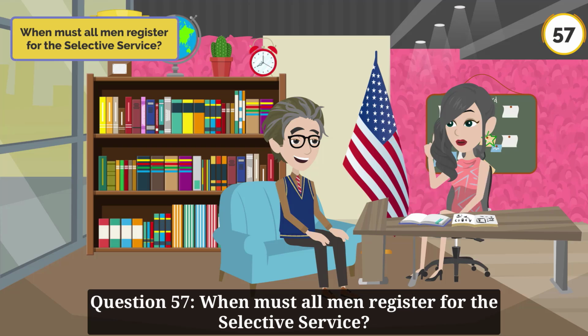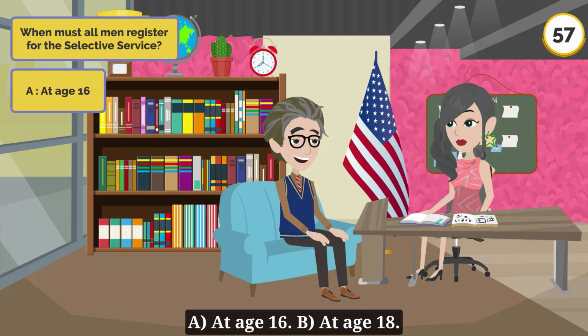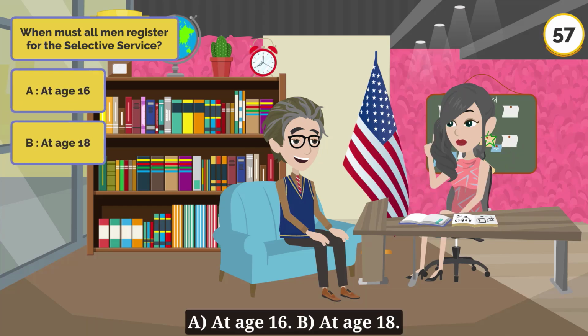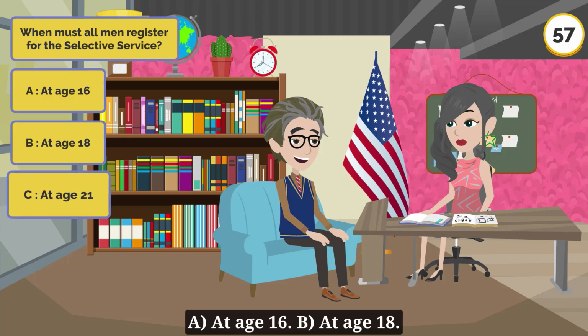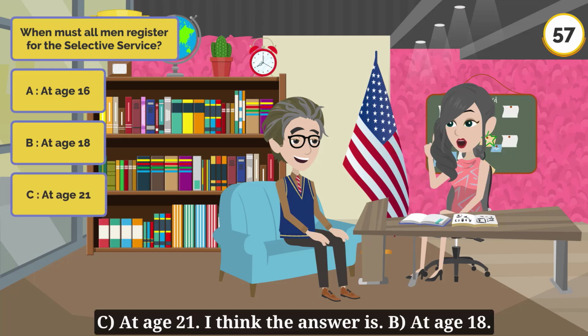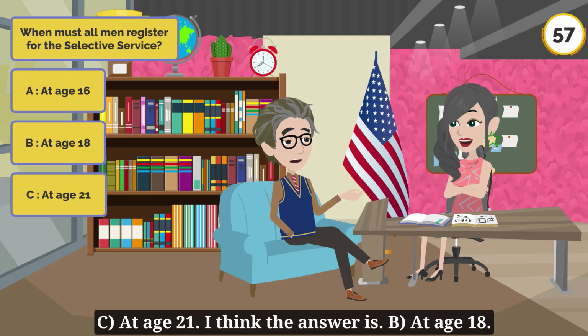Question 57. When must all men register for the Selective Service? A. At age 16. B. At age 18. C. At age 21. I think the answer is B. At age 18.